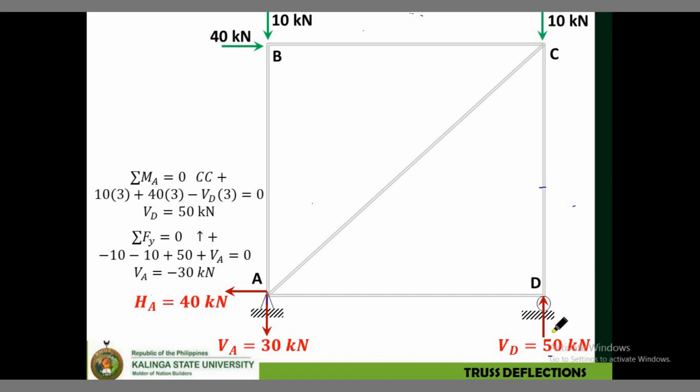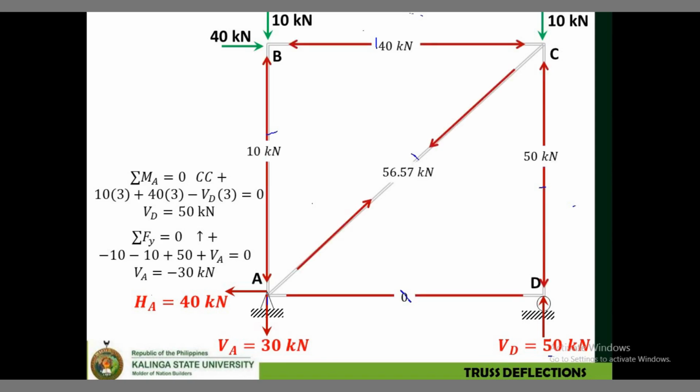Ilan yung bar force sa CD? Force kay AD, force kay AB, BC, at saka kay AC. Ilan yung mga forces, yung mga bar forces na ito? Now, what I did here, I used method of joints. After using method of joints, ito yung mga naging sagot ko. Hindi ko na pinakita sa inyo yung step-by-step na method of joints kasi masyadong mahaba. Makukulangan tayo sa oras.